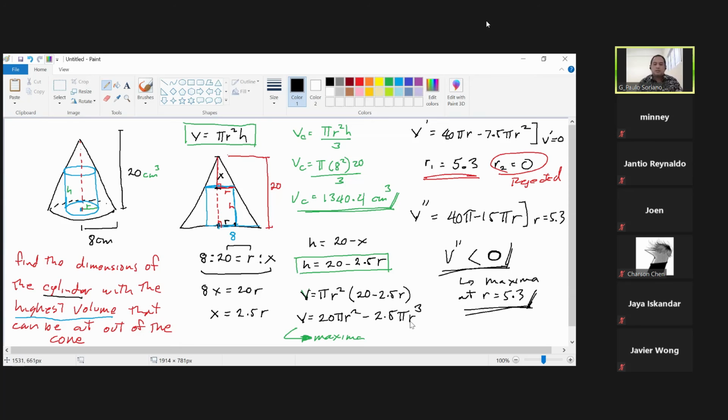So our answer is the radius of the cylinder with the maximum volume is 5.3 centimeters. The radius of the cylinder with the highest volume that can be cut off from this cone is 5.3 centimeters. If you are wondering what is the height of that cylinder, you just substitute that 5.3 here, and you will be able to get the height.